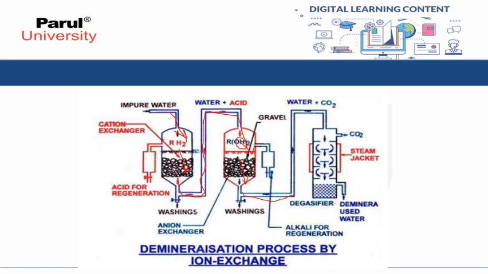And the neutralized water, softened water, is then passed through this steam jacket, where if there is any dissolved carbon dioxide, then it is exhausted out through this outlet, and the soft water, that is the demineralized water, gets collected at the bottom through this outlet.